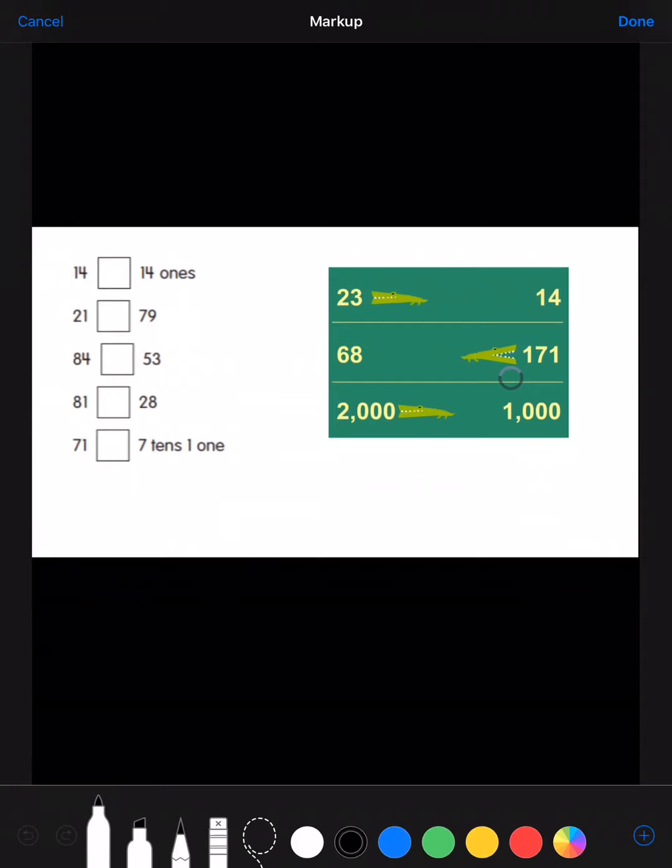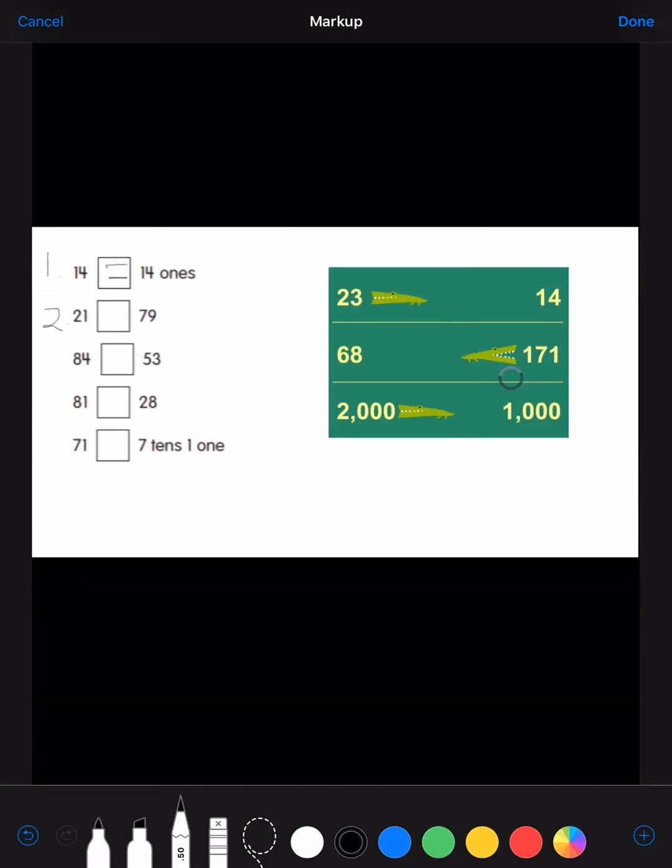Okay, so let's take a look at this first problem here, number 1. We have 14, and then we have 14 ones. Well, I know that 14 is the same as 14 ones. So I'm going to put an equal sign there.